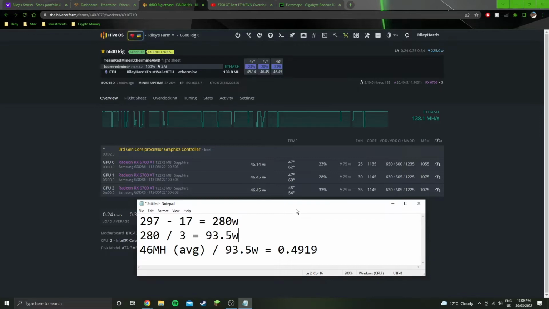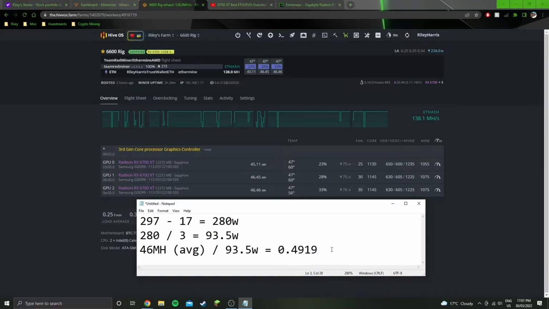So pretty good efficiency, more efficient than most other Nvidia GPUs, except for the 3070 full hash rate and potentially the 3060 Ti full hash rate as well. But it's a pretty good figure to go for.